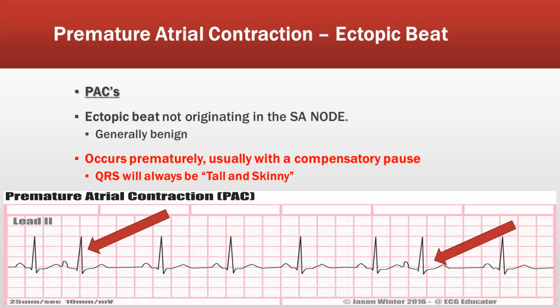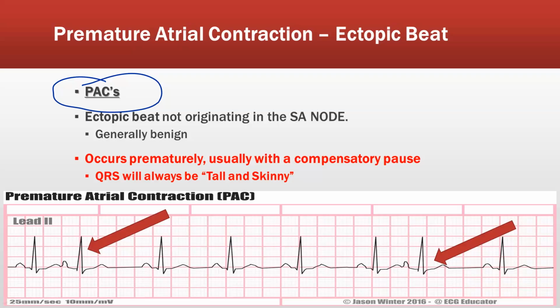So a premature atrial contraction, we consider that an ectopic beat. We know that it has to have an underlying rhythm. It can't just be a PAC. If you document that as the rhythm, it will be incorrect. So this particular rhythm, I'll count the atrial and ventricle rate. Because they're easy to identify, I can see that they are the same.